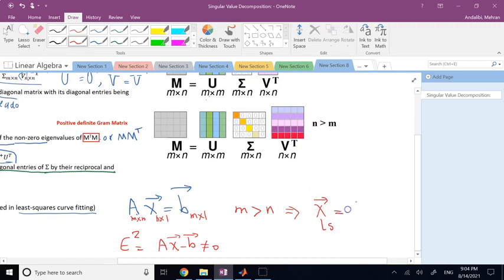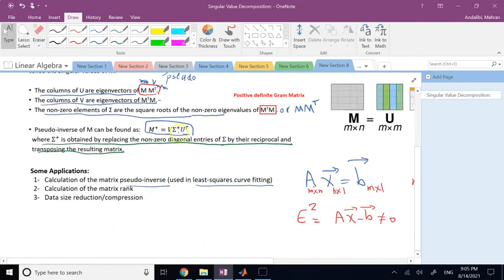In that case, if you watch that video, you'll see that the least squares solution of x is equal to the pseudo-inverse of A times b. That's one of the places, because this A matrix is not square, so you cannot invert it and multiply it by b. But you can apply the pseudo-inverse of that times b. So one of the places you use the pseudo-inverse is least squares curve fitting, and you can use this formula to calculate it.